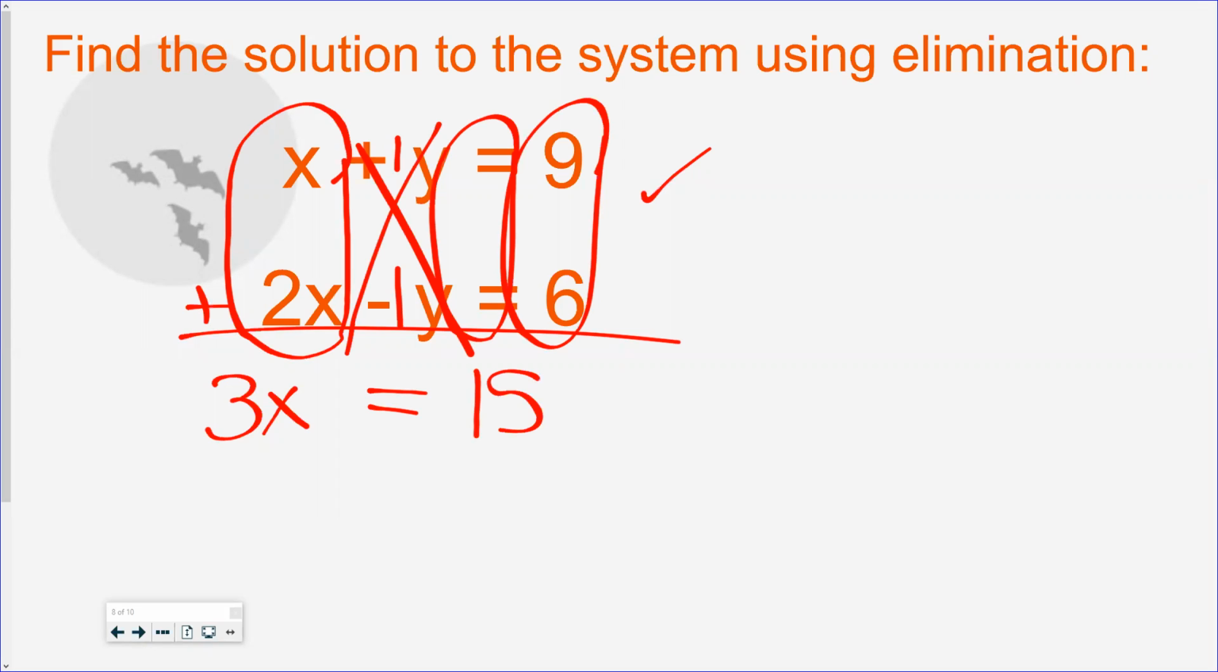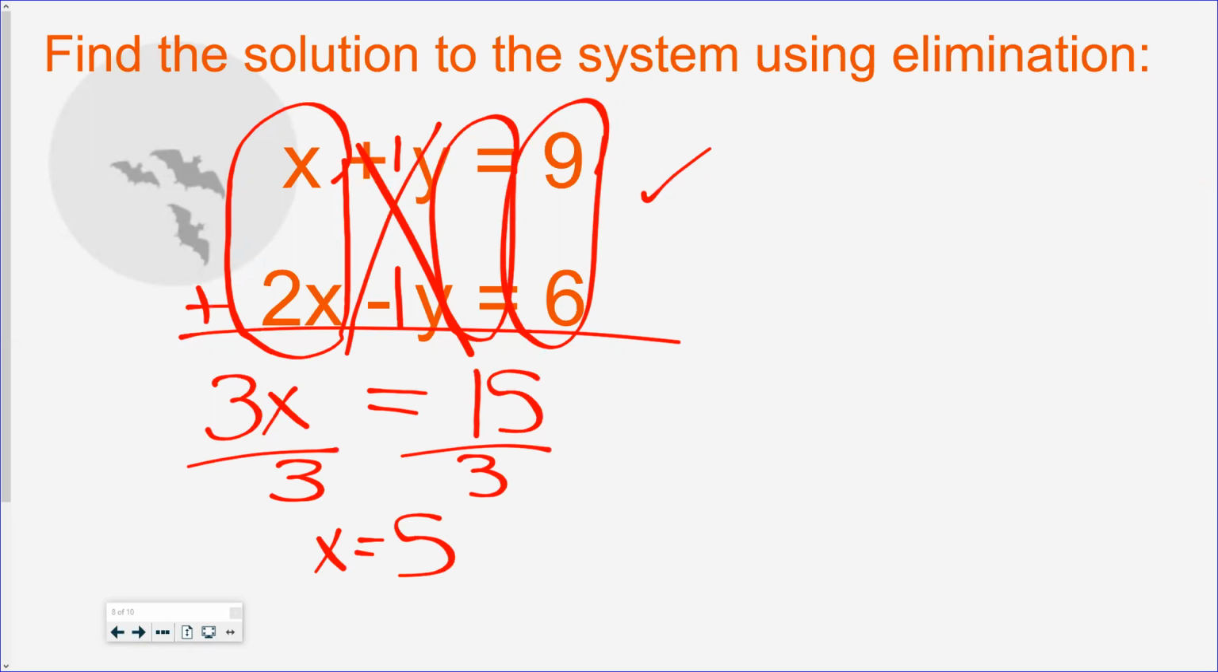Notice in the end, when you eliminate, one letter is gone. That's the point of elimination, is to eliminate one letter, so it's easy for you to be able to solve for that one letter. Because now all you have to do is divide both sides by 3, and you get x equals 5.